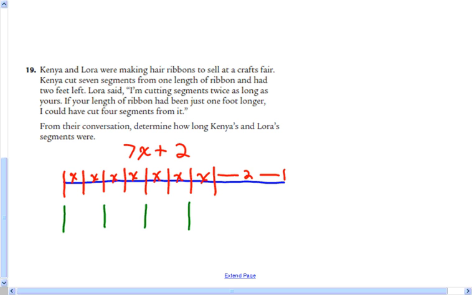And she said, if she could have cut 1 more, her length of ribbon would have been just 1 foot longer. So this isn't quite to scale, this drawing, but each of these are now 2x.